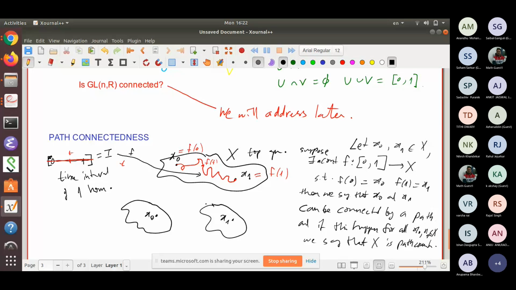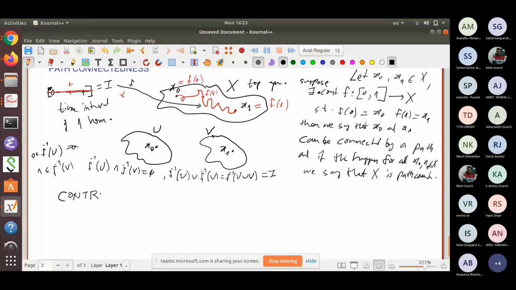In general, if a space is disconnected, there's U and there is V. And if there's a map F from I into here, and x0 is in U and x1 is in V, then you will have F inverse U is not empty, because 0 lies there, and 1 lies in F inverse V, and F inverse U intersection F inverse V is equal to empty, and F inverse U union F inverse V equals F inverse of U union V, which equals I. This would be a contradiction, as [0,1] is connected.